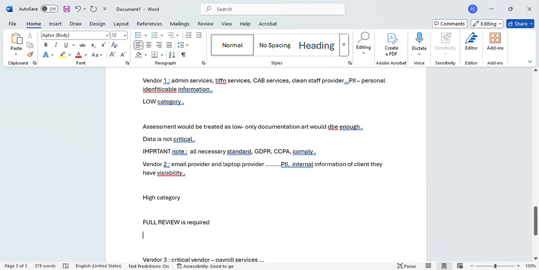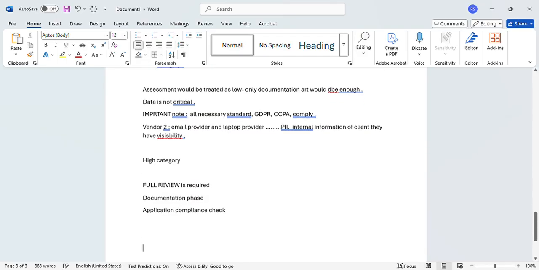Correct. Okay, what comes under full reviews required? As I had mentioned earlier, assessment would be done in two phases: the documentation phase and the application compliance check. Under the documentation phase, whatever policy documents there are, they need to send. What are the policy documents?